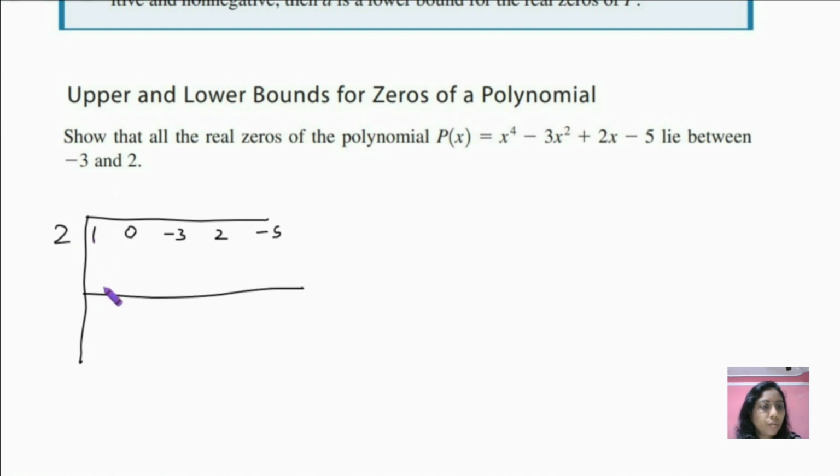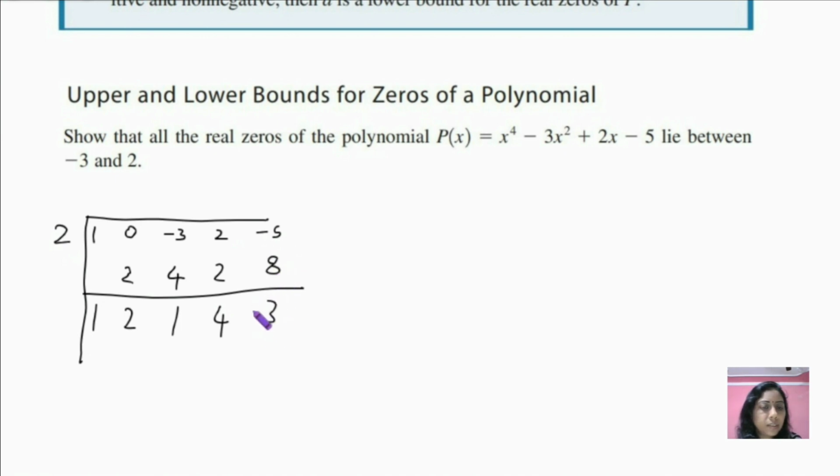Now bring down here 1. 1 times 2, 2, and write here 2. 0 plus 2 is 2. 2 times 2, 4. We write here. Minus 3 plus 4 is 1. 1 times 2, 2. 2 plus 2, 4. And 4 times 2, 8. 8 right here. Minus 5 plus 8 is 3.